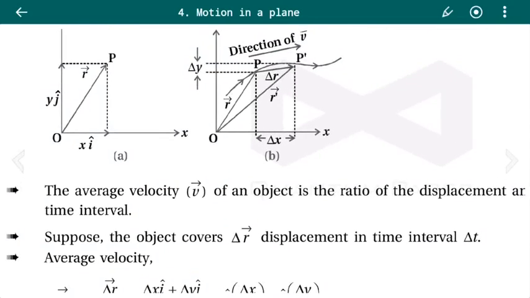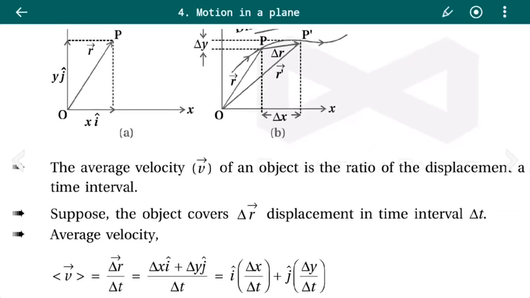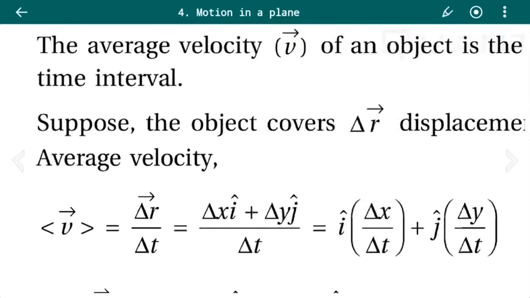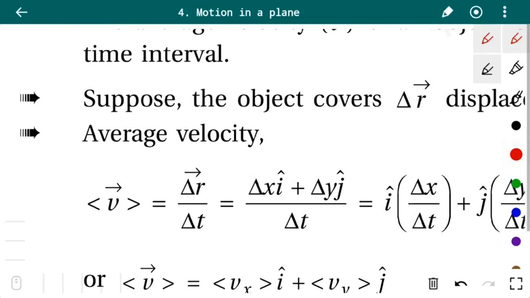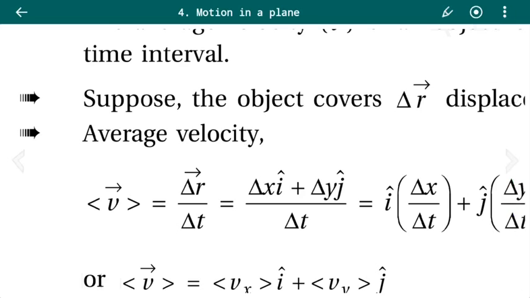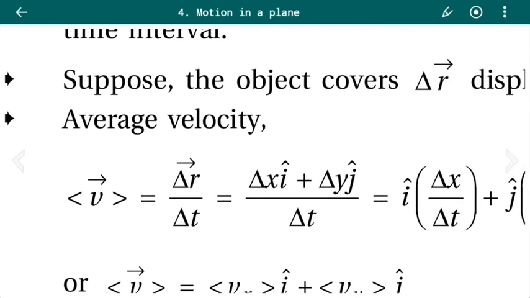Now, instead of taking x for the displacement, we will take the displacement as delta r vector. Because we are talking about the average term, we take delta r vector, that is displacement, in time interval delta t. So average velocity, which we denote within this symbol, v vector, equals delta r vector upon delta t. So delta r vector is nothing but delta x i cap plus delta y j cap upon delta t.